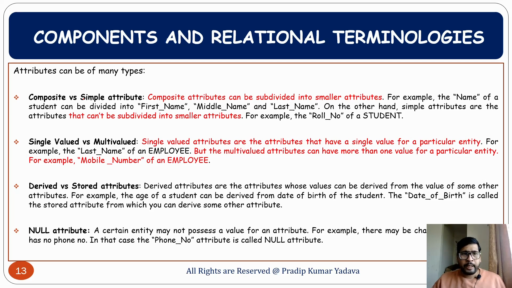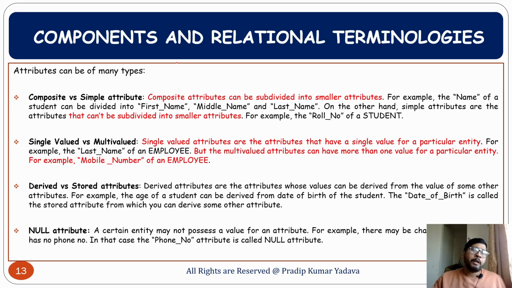And on the other hand, simple attributes are the attributes that cannot be subdivided into smaller attributes, like the roll number of a student cannot be divided into smaller attributes, because if you have a registration number, it cannot be divided into two parts. That is a simple attribute. Now single valued and multi valued.